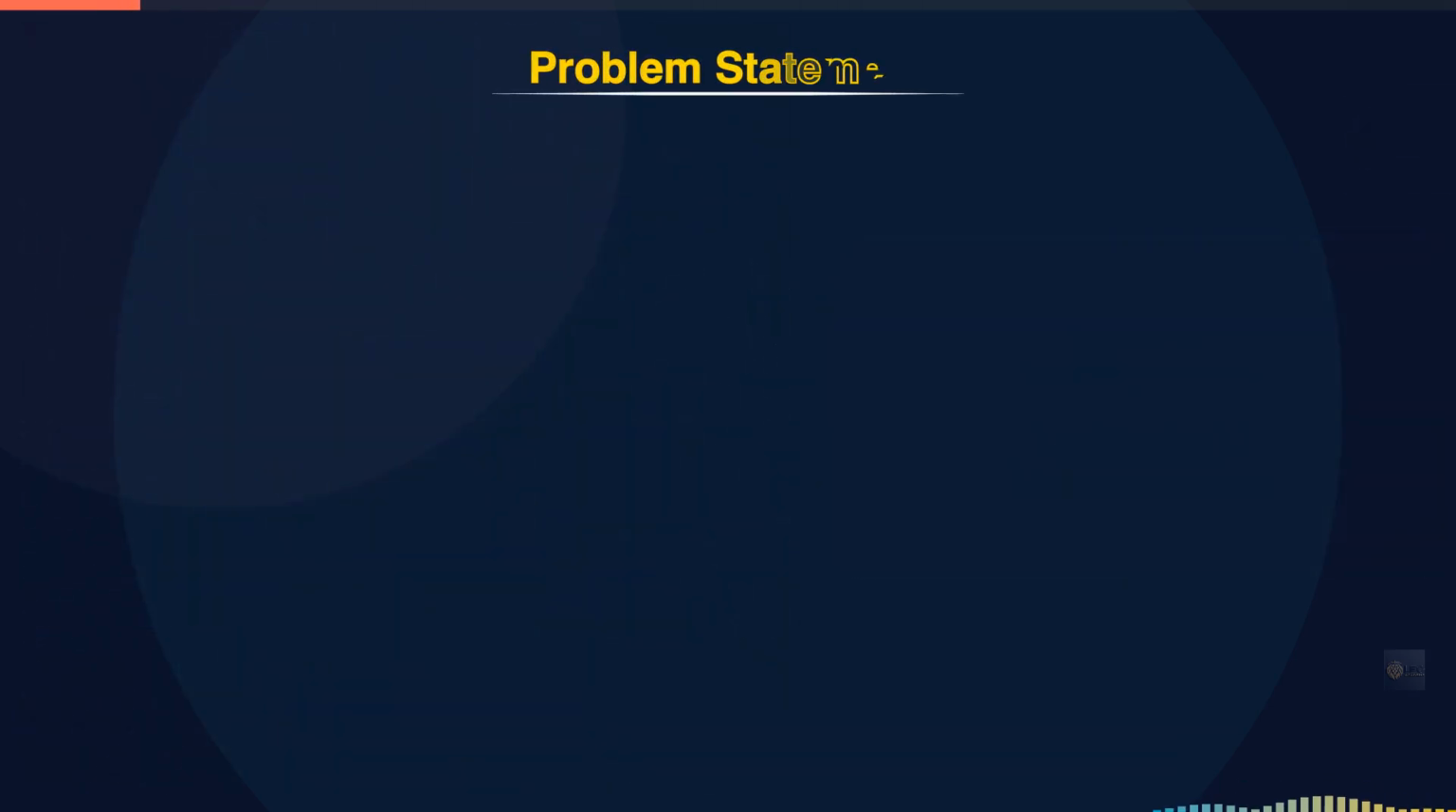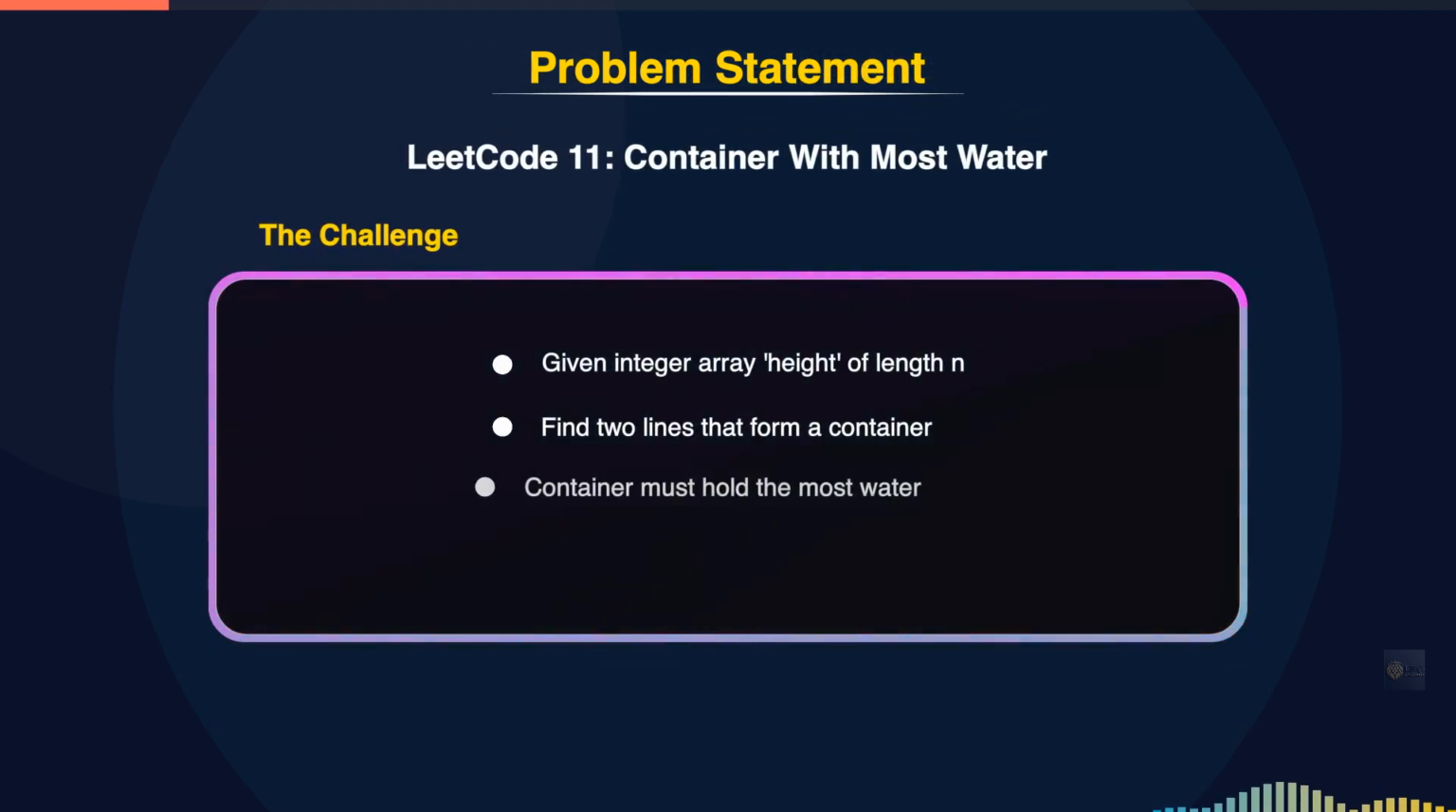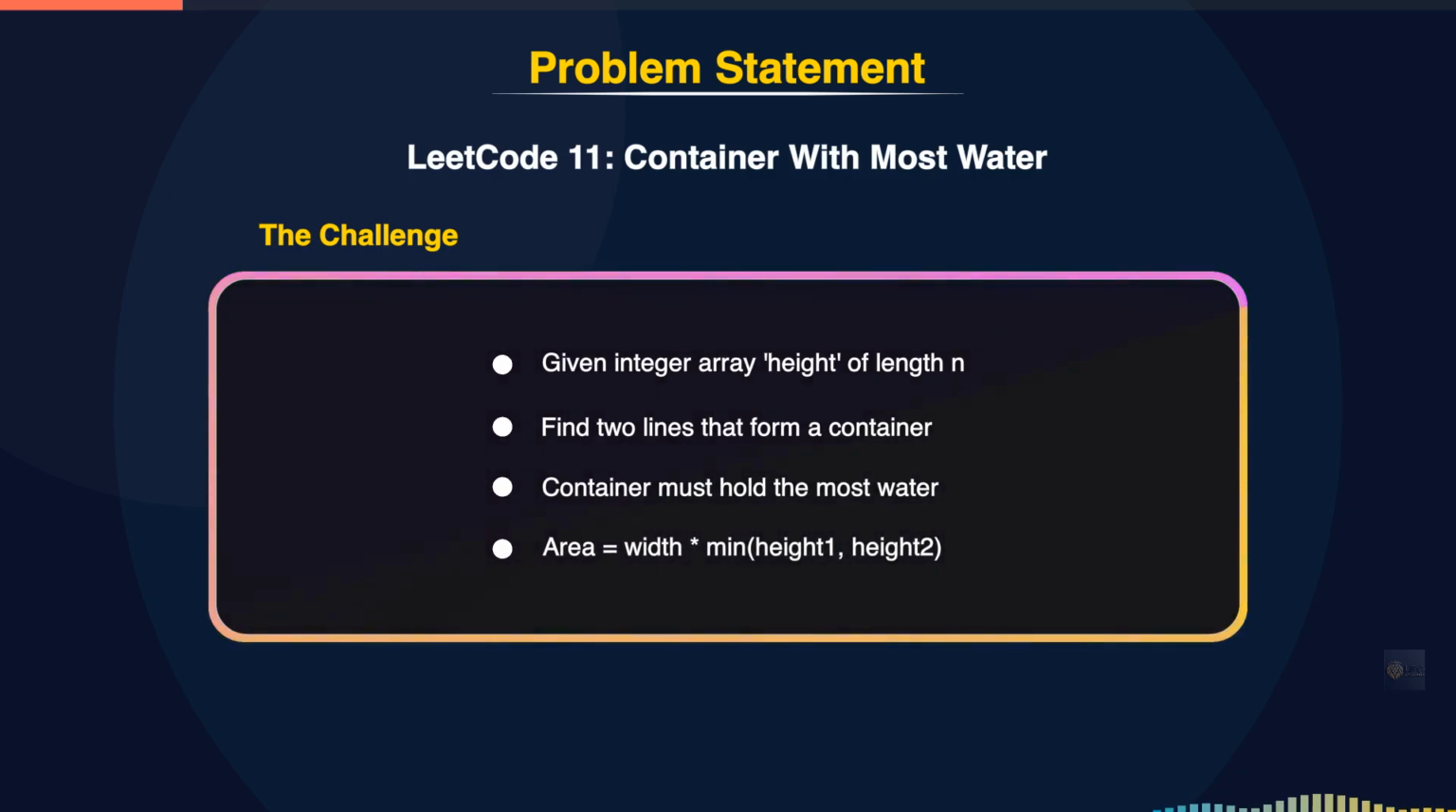We are given an integer array called height, where each value represents the height of a vertical line. Our goal is to find two lines that, together with the x-axis, form a container that holds the most water. Keep in mind, the width is the distance between the lines, and the height is limited by the shorter line.